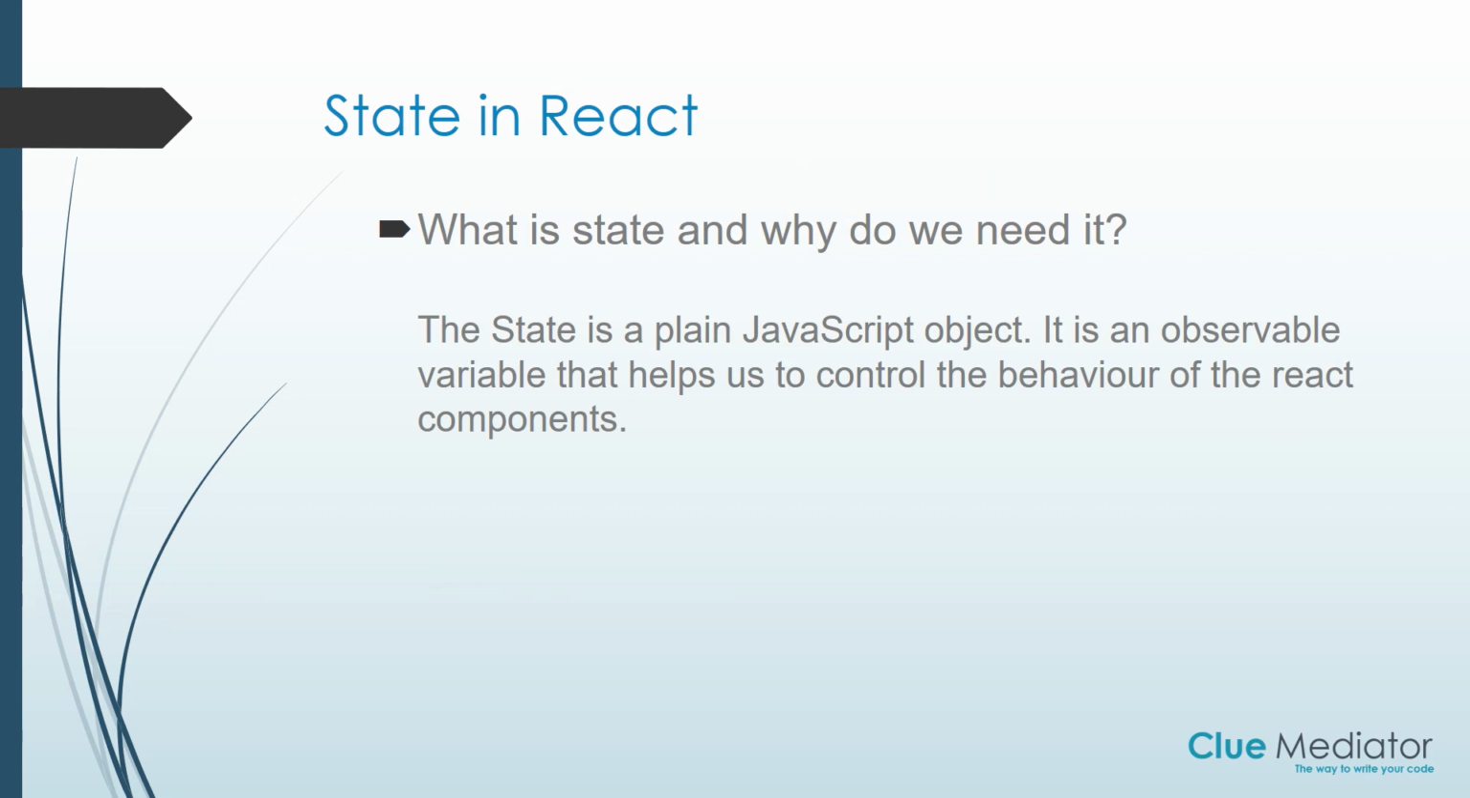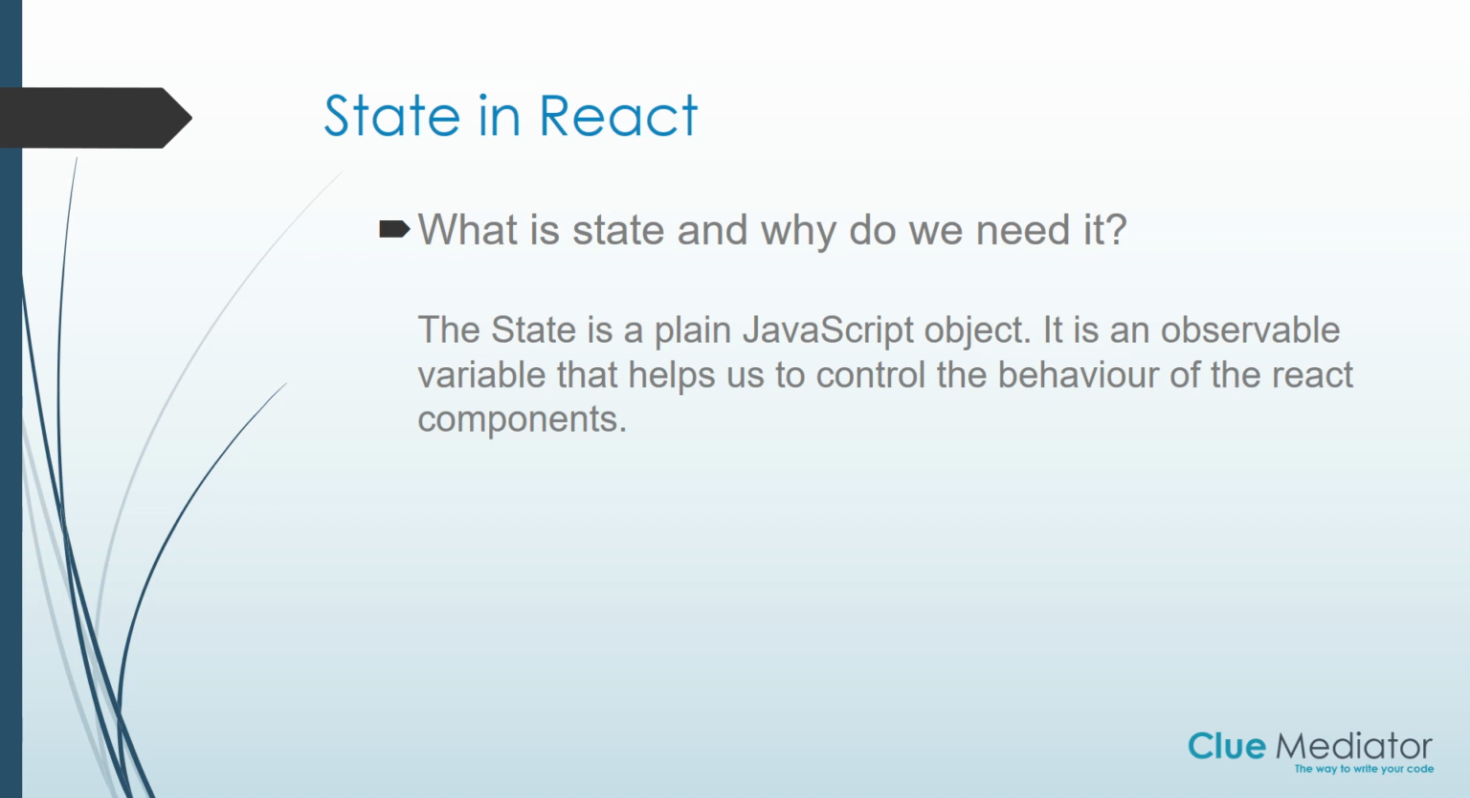The state is a plain JavaScript object. It is an observable variable that helps us to control the behavior of the React component. In other words, the state of the component is an object that holds some information that may change over the lifetime of the React component, and that information can be of type string, object, array, integer, etc.